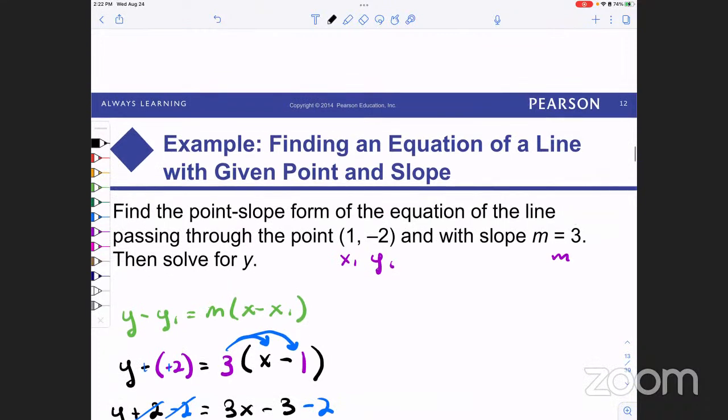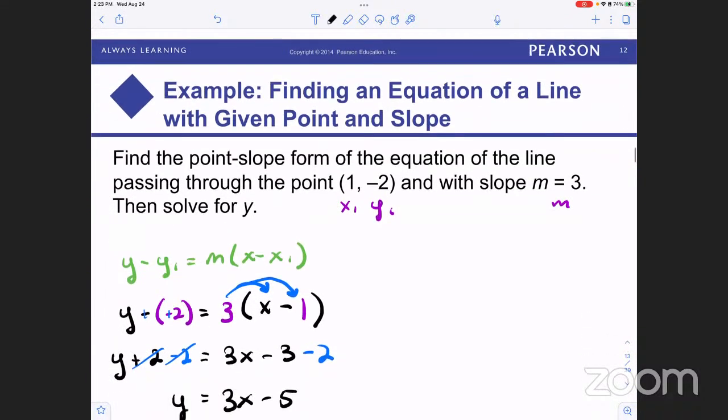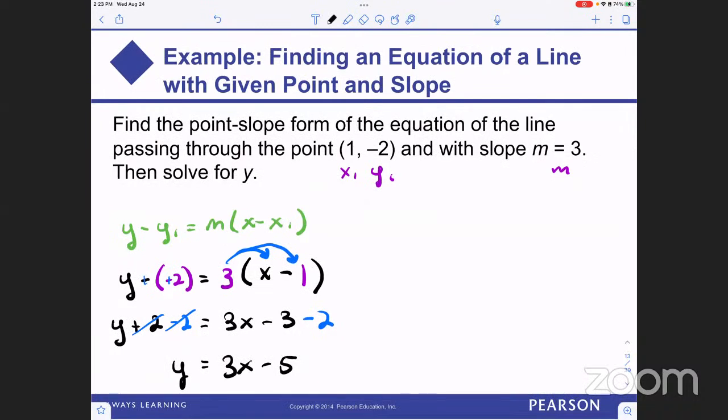Now, this form is called slope intercept. It's in the form y equals mx plus b. We're going to develop that a little bit more in just a moment. Notice the slope is 3. We see it here. And then it is a good idea to verify that it passes through this point. What we're saying is that when x is 1, y should be negative 2. So 3 minus 5 is indeed negative 2. So I'm going to go ahead and put this in a box.